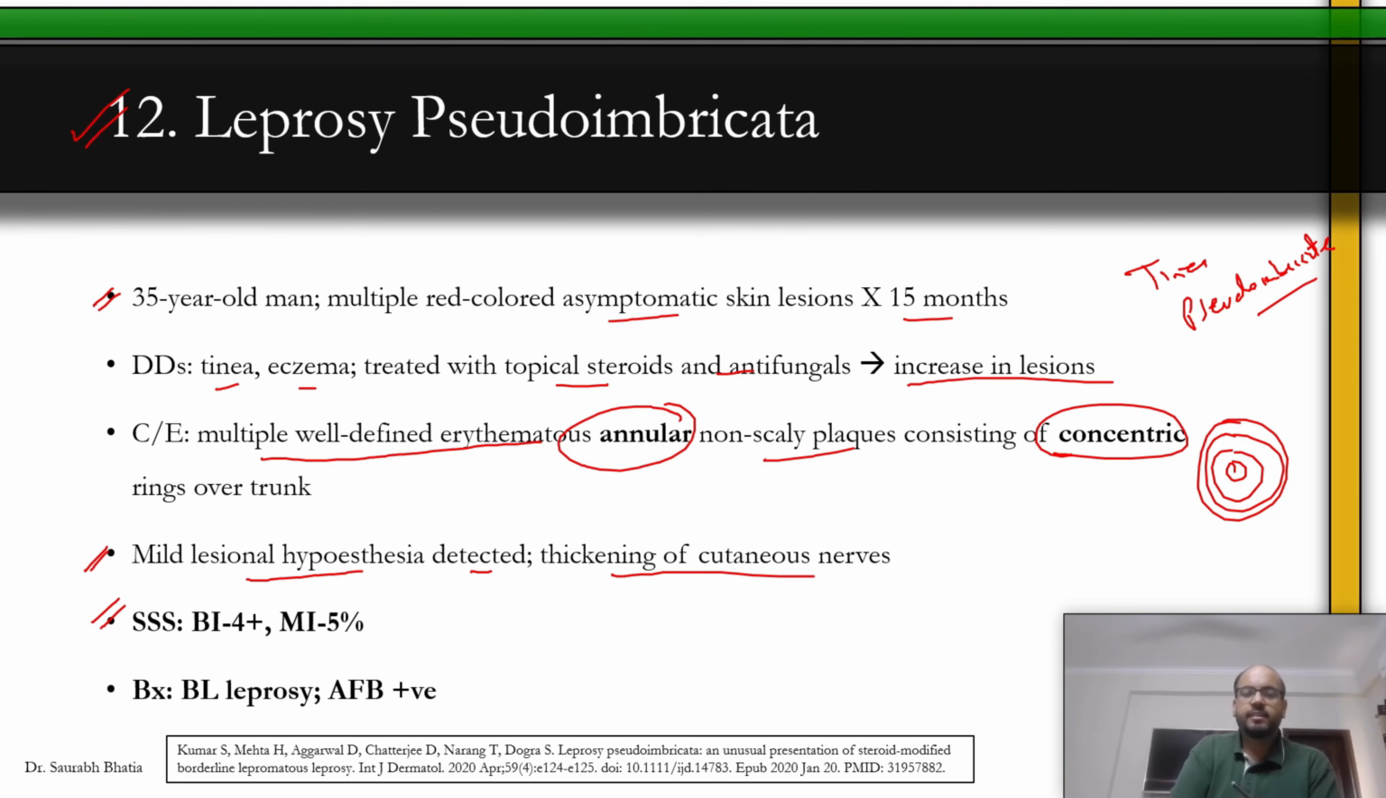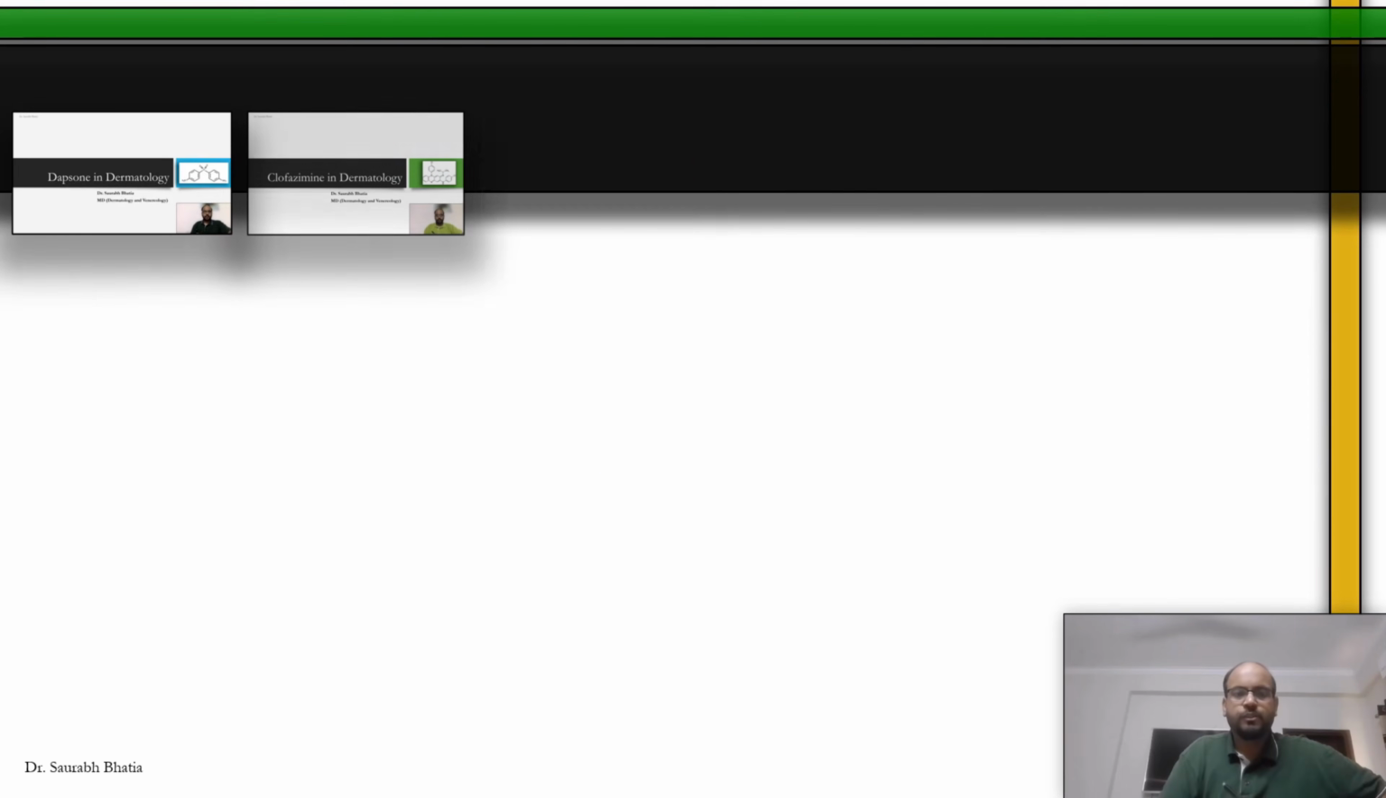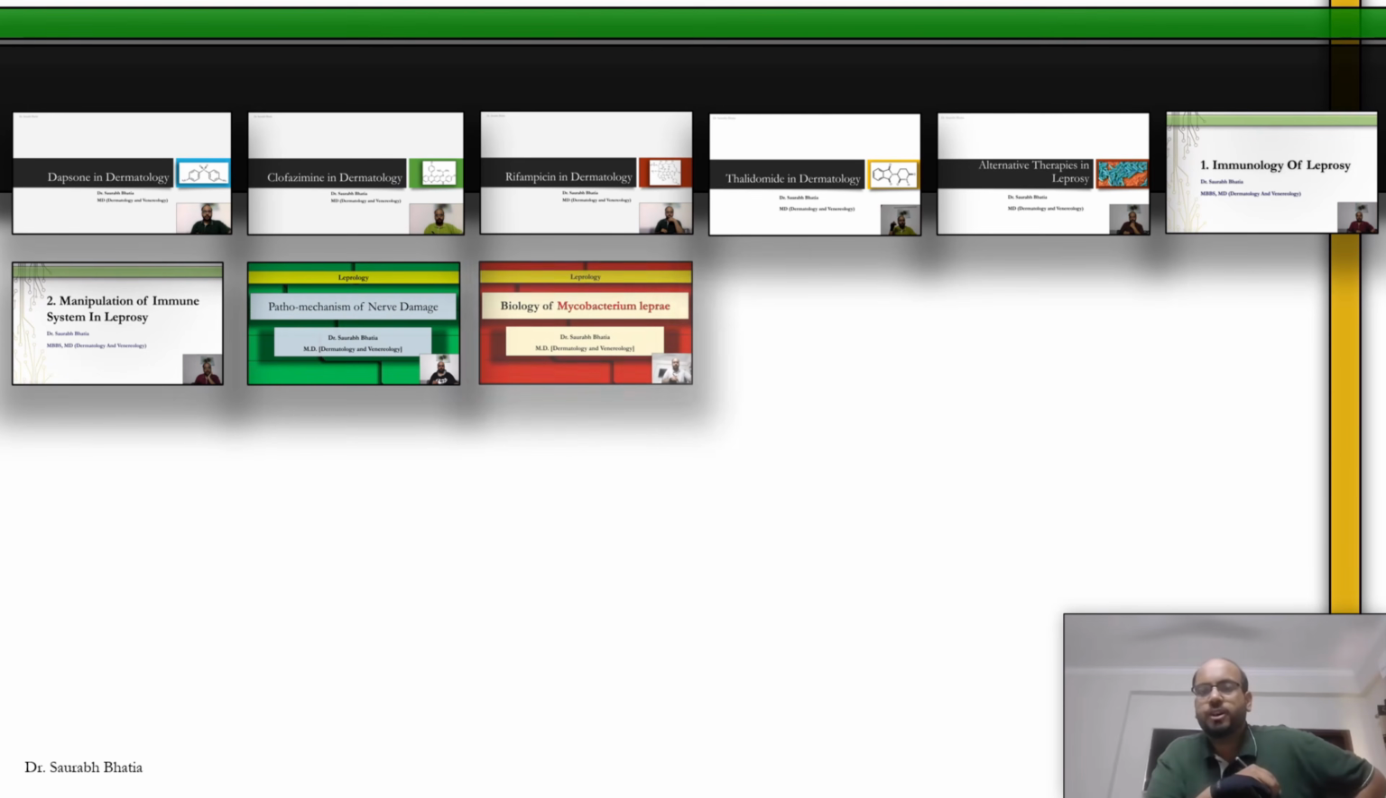When they did a slit skin smear, they found BI to be 4 plus and morphological index about 5%. Biopsy showed features of BL leprosy along with AFB positivity, and a diagnosis of Hansen's was made. So with that, we'll finish another lecture on leprosy.